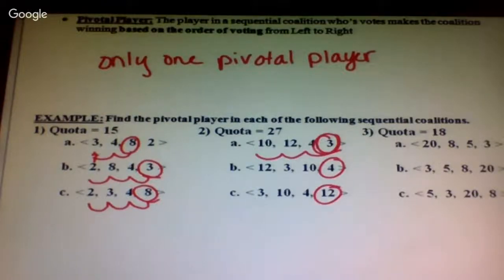Okay, what about number 3? 20. This person wins off the bat. It's always 20? Yep. 16, that's 20.